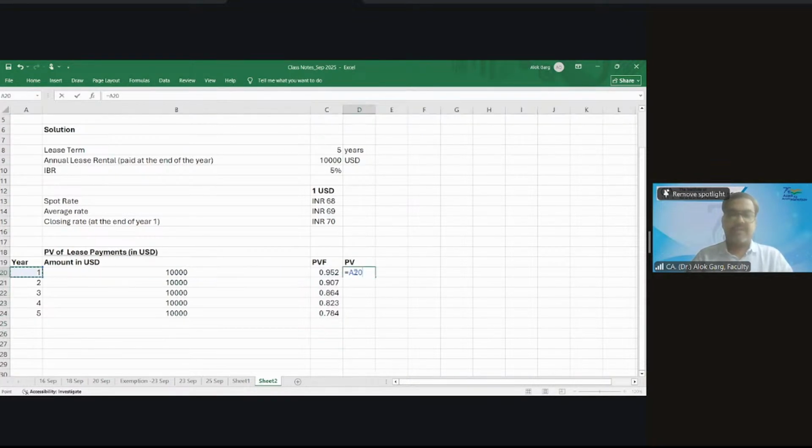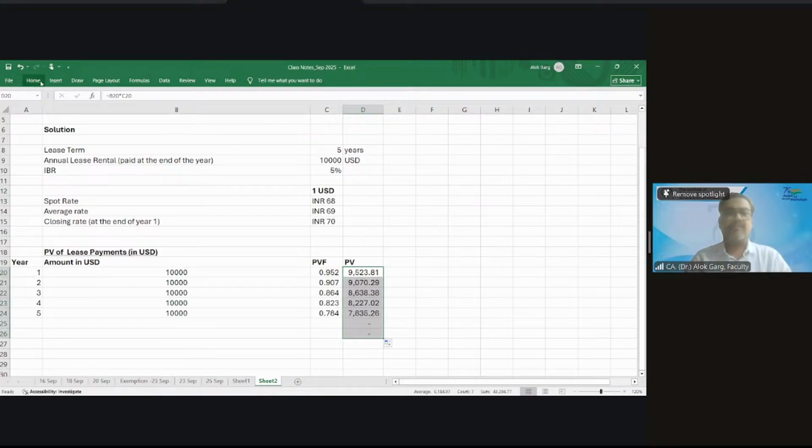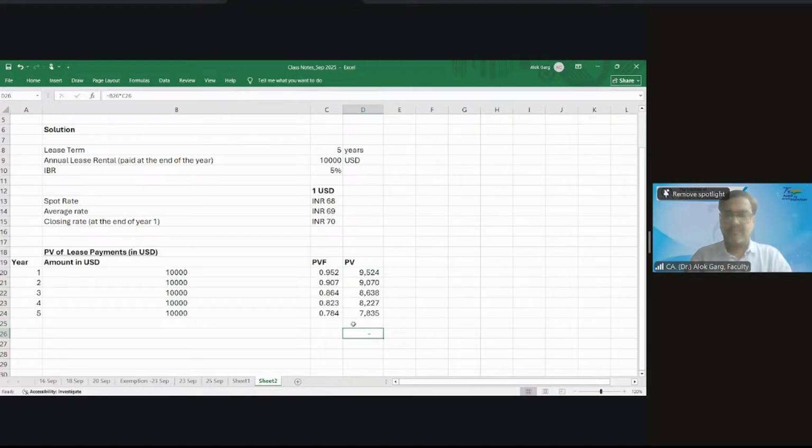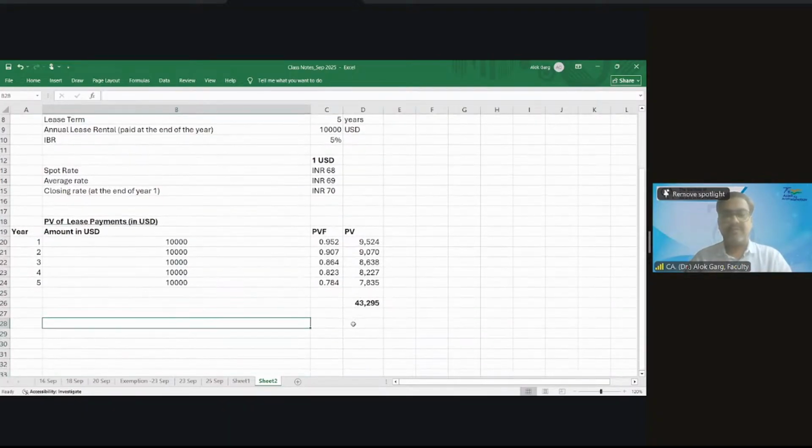What is my present value? This is my present value. So what is my right of use asset and lease liability in US dollar, in the foreign currency? 43,295. Right of use asset account debit to lease liability.